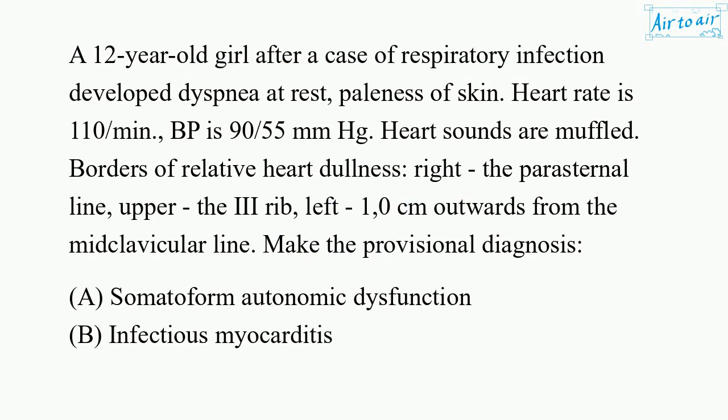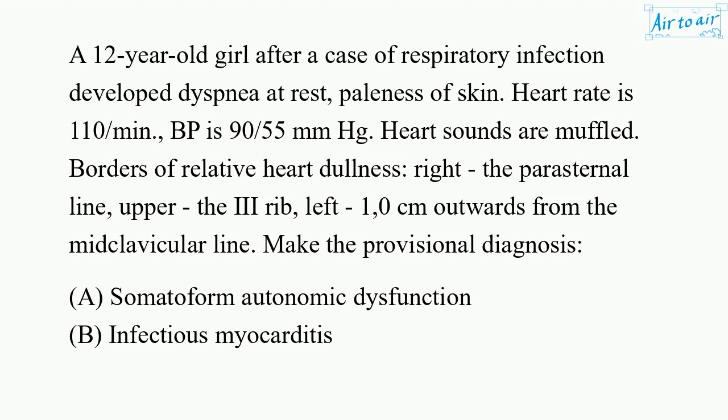A 12-year-old girl after a case of respiratory infection developed dyspnea at rest, paleness of skin. Heart rate is 110 per minute. BP is 90/55 millimeters Hg. Heart sounds are muffled. Borders of relative heart dullness: right, the parasternal line; upper, the second rib; left, 1.0 cm outwards from the midclavicular line.